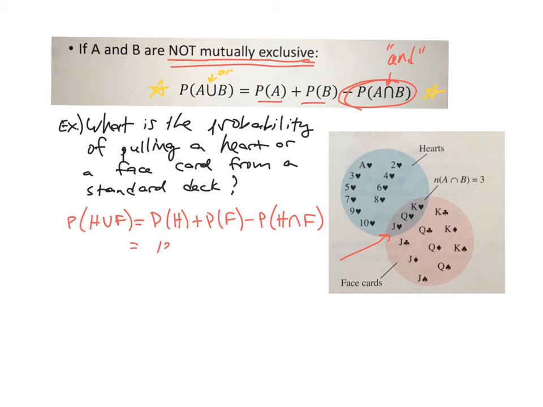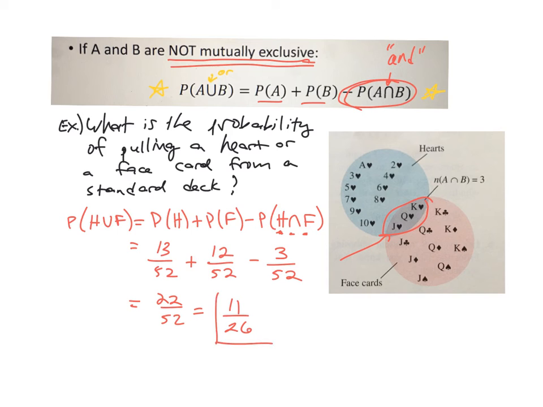Probability that a card is a heart is 13 out of 52. Probability that a card is a face card, there are 12 total face cards in a deck out of 52. And then how many cards are both hearts and face cards? Well, there are 3 of them. There are 3 cards that are hearts and face cards out of 52. And then we can add 13 plus 12, subtract 3, and we get 22 out of 52, which we can simplify and get 11 out of 26.